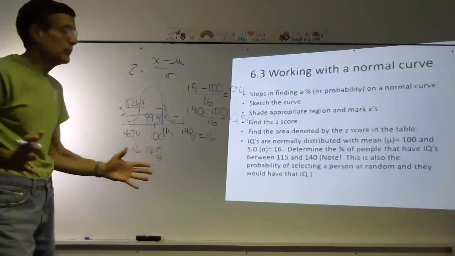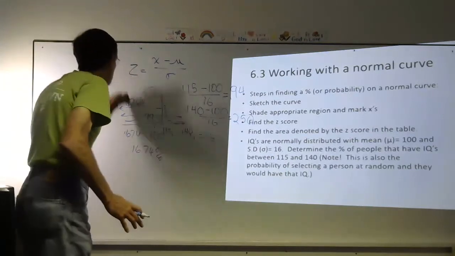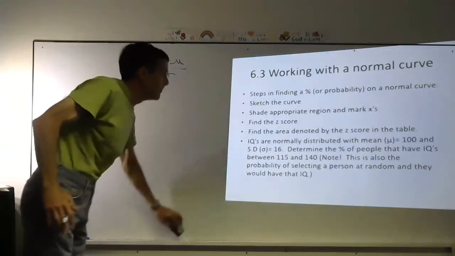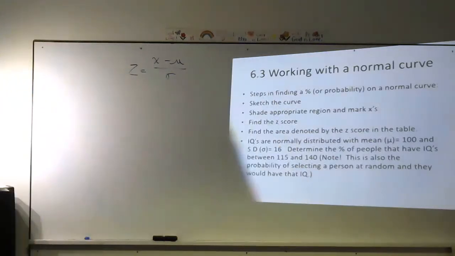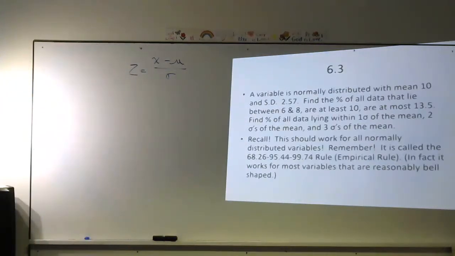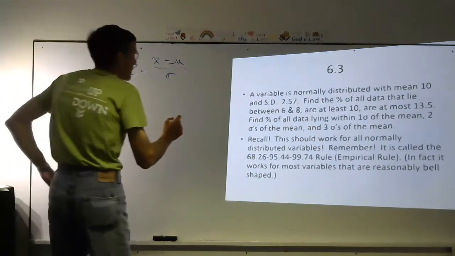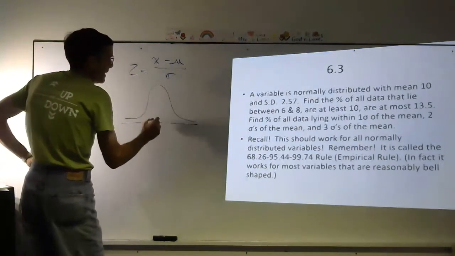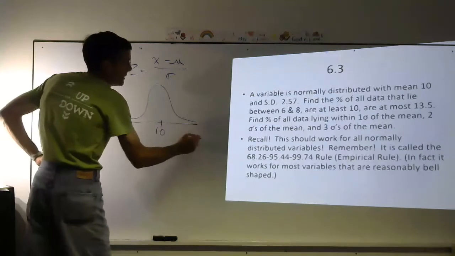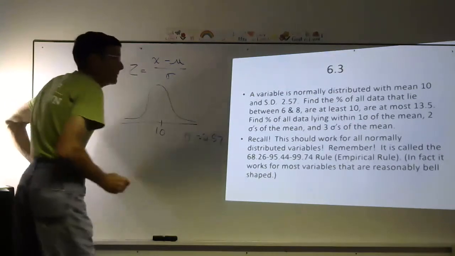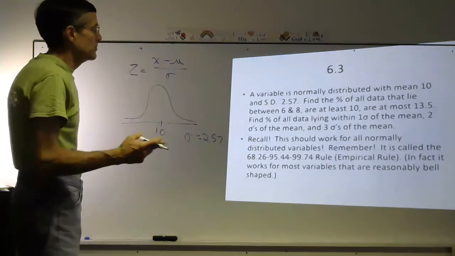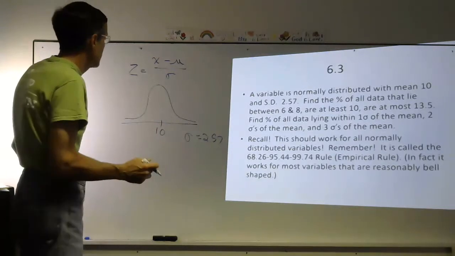Okay? Great problem. All right, a normally distributed variable. Mean is 10. Standard deviation, 2.57. Find a percentage of all data. We got a whole bunch of questions here. Find a percentage of data between 6 and 8.